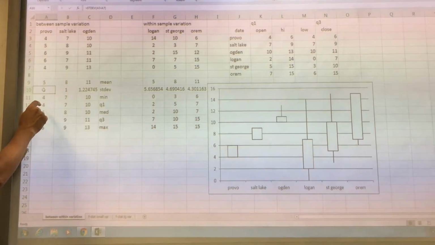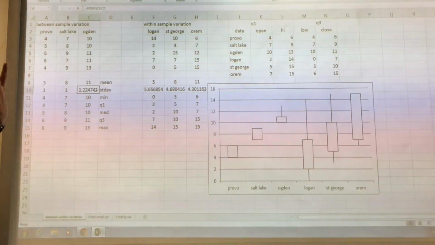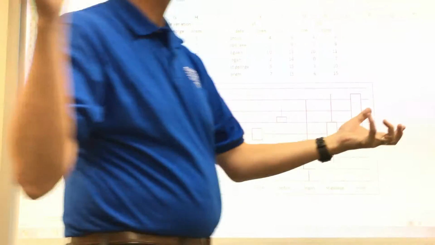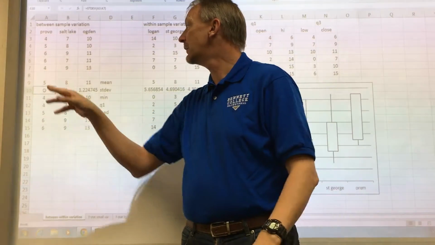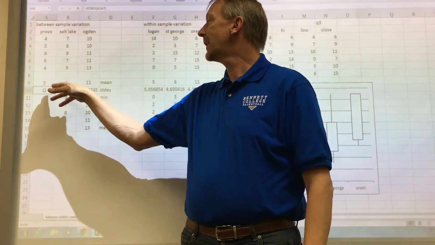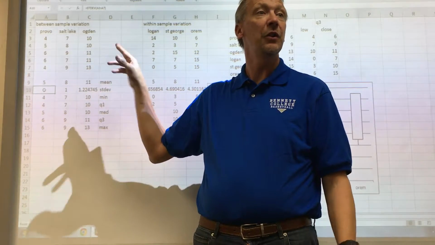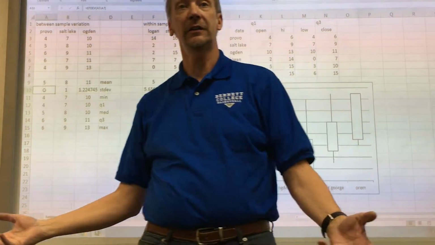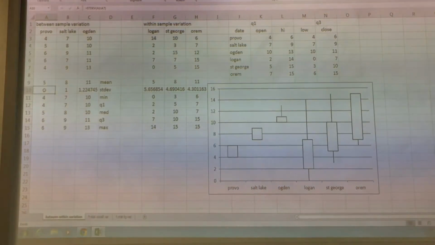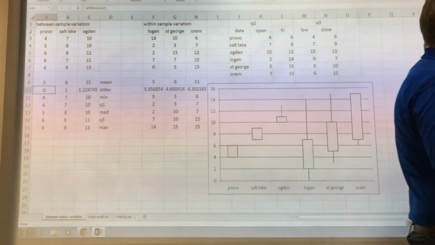As we look at the standard deviation, I got 1, 1, and 1.22. As I look at this, I want to ask, are these the same? The smallest here is 1, say Provo. If I double that, that's 2. 1.22 is less than 2. So yes, we're going to call that the same variance. They're not significantly different. So it meets this criteria right here.